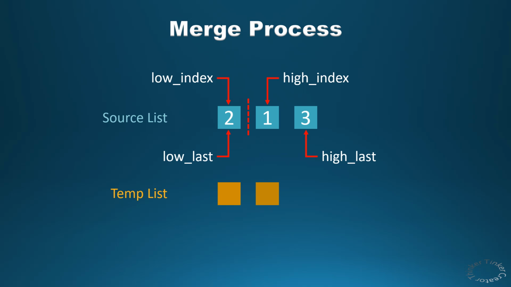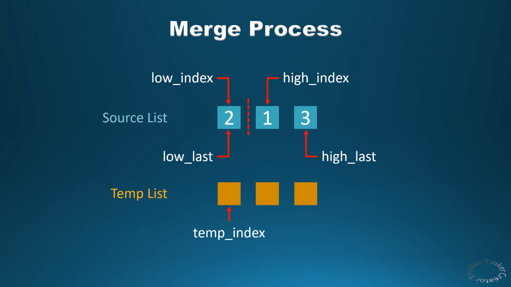Finally, here's a temporary list. It's the same size as the source list. The items in the source list will be copied here, in order. The temp index points to the first available position. Now we're all set to begin the merge process.